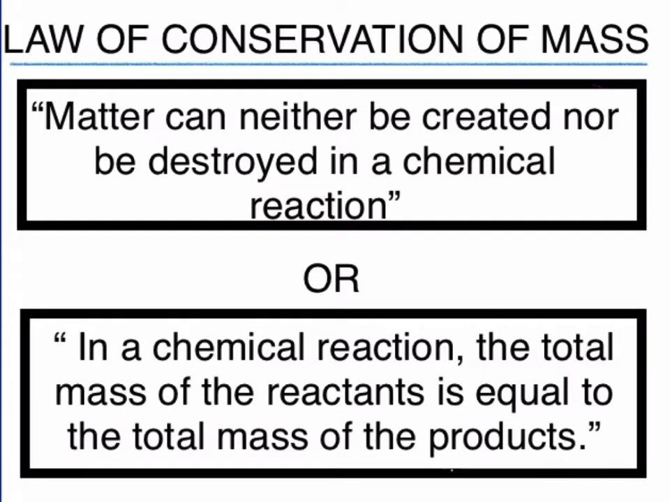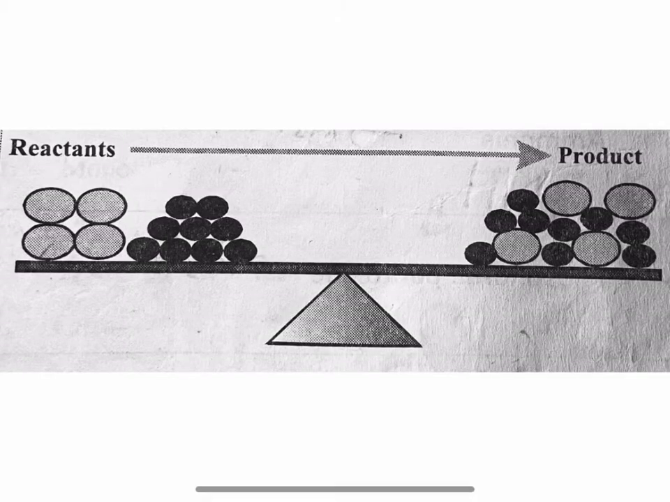It can also be stated as, in a chemical reaction, the total mass of the reactants is equal to the total mass of the products. This means that there is no change in the mass during a chemical reaction as shown in this picture. The mass of the reactants and the products is the same, although their materials may get disarranged.